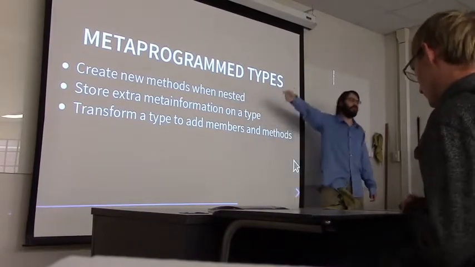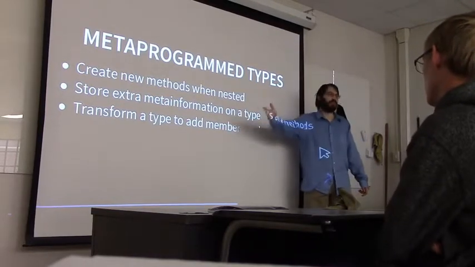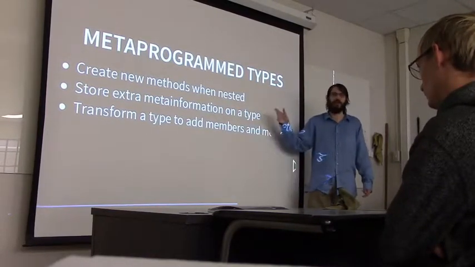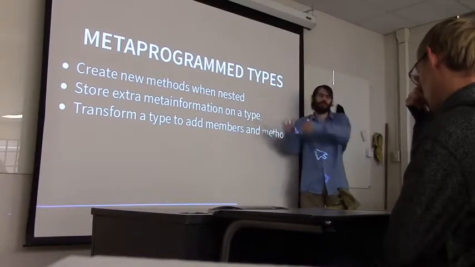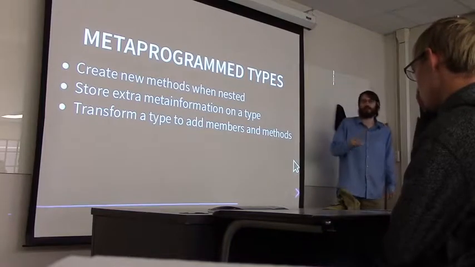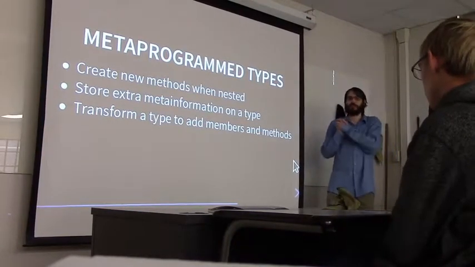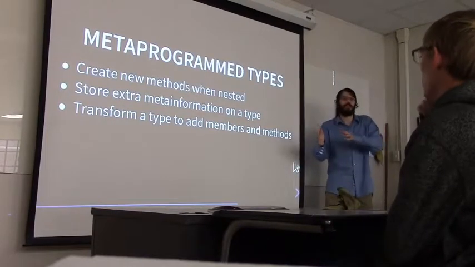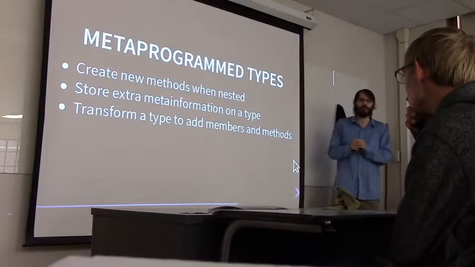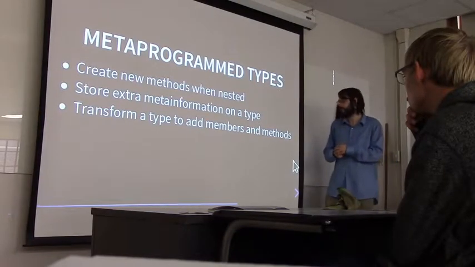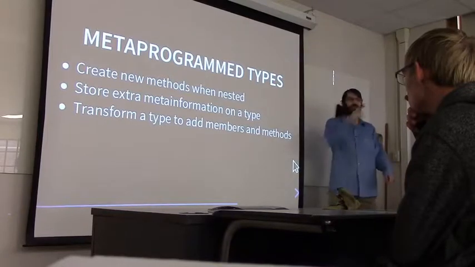Because Terra types are just Lua tables, you can arbitrarily add any data with any key you want into them. So you can store pieces of Terra quotes that you can use to build up complex access behavior later. You can store debug information about where and how it got generated. You can do whatever you want to build whatever is useful to you at the time. And you can transform a type to add members and methods.